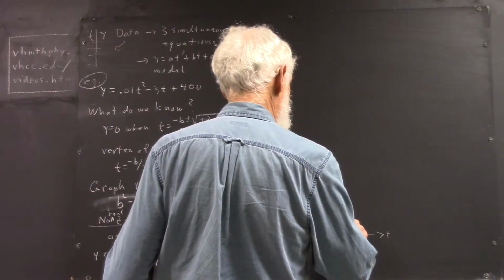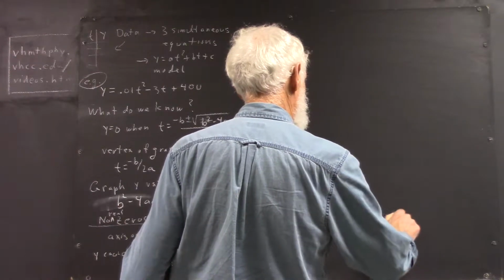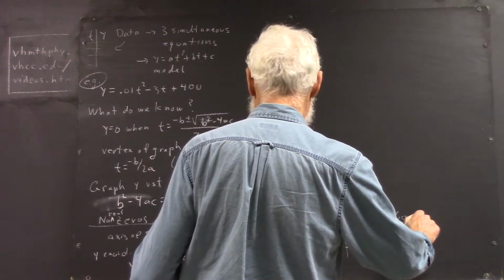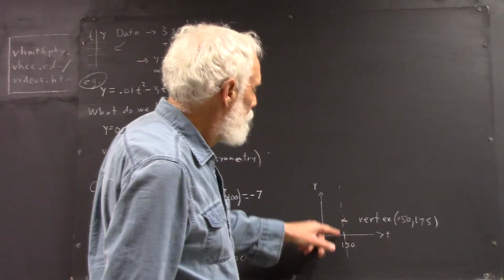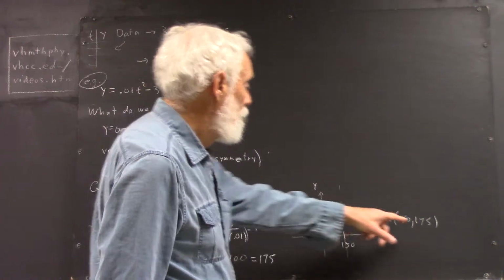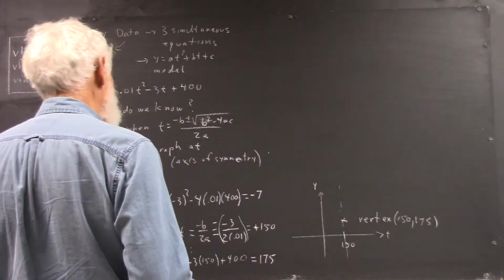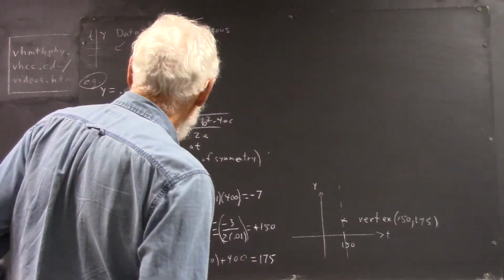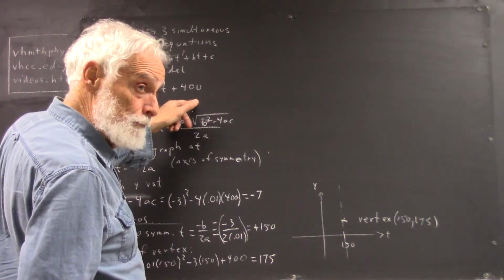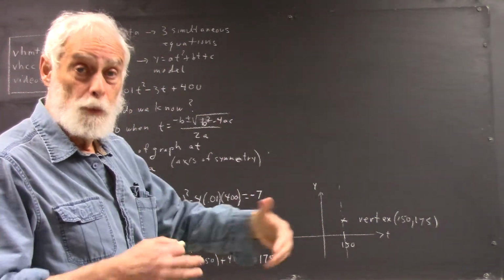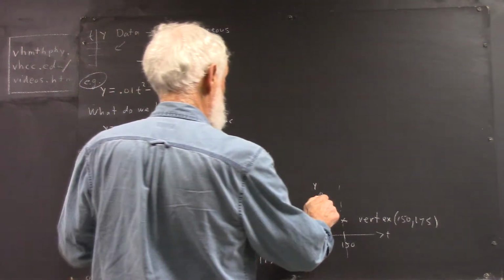But this tells us that the vertex is at 150, 175. At 150 seconds, the water is at 175 millimeter depth, or whatever the units are. We also know that the y-intercept is what we get when t equals 0, just as the t-intercept is what we get when y equals 0. So if we plug in 0, we get 400.